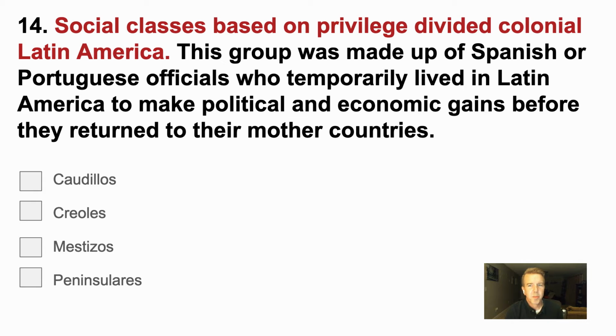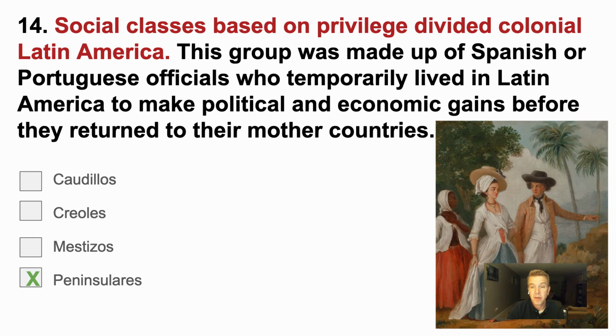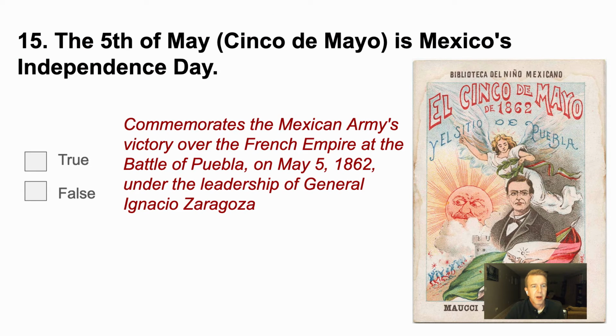Okay, social classes based on privilege divided colonial Latin America. We're shifting now from India to Latin America. And this group is made up of Spanish or Portuguese officials who lived only temporarily in Latin America to make political and economic gains before they returned to their mother country. These are folks called peninsulares because they came from the Iberian Peninsula of Europe, which is Spain and Portugal. They're the really upper class in Latin America.